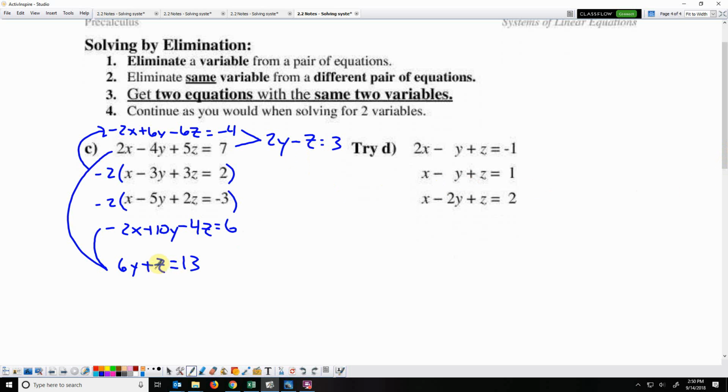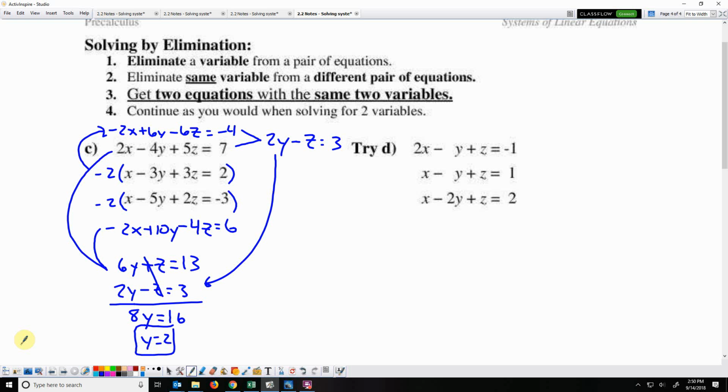And the z's are opposites. I've got a positive 1 and a negative 1. So if I combine those, I'll bring this one down. 2y minus z equals 3. So I just brought this one down here. I get 8y, those cancel, equals 16. So I divide and I get y equals 2. So I've got my first variable.